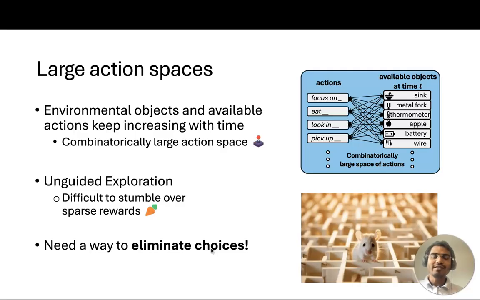This is because as the episode goes on, the agent discovers a lot of objects, and the number of possible actions that it can take from all these objects keeps increasing combinatorially. Hence, if the exploration of all possible actions is done in an unguided fashion, it's very difficult for such agents to stumble over rewards which may be really sparse and thus foster learning. Hence, we need a way to eliminate such large number of choices.